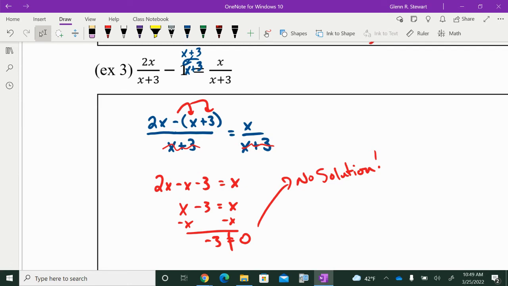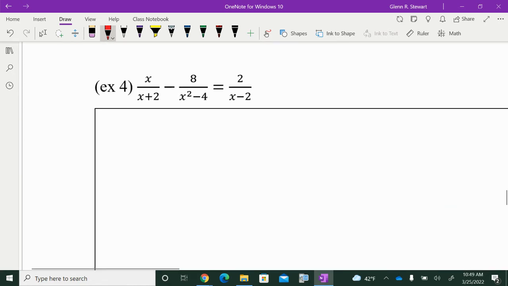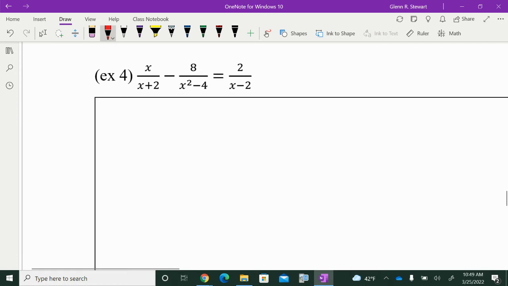All right, when we have a problem like this, again, remember our domain. We need to look at that domain restriction regardless of whether it's no solution or not. So if x plus 3 is not equal to 0, x cannot be negative 3. So our domain would be all real numbers, except x cannot be negative 3. If you have to pause the video at all, you definitely can. Fast forward or rewind or do whatever.